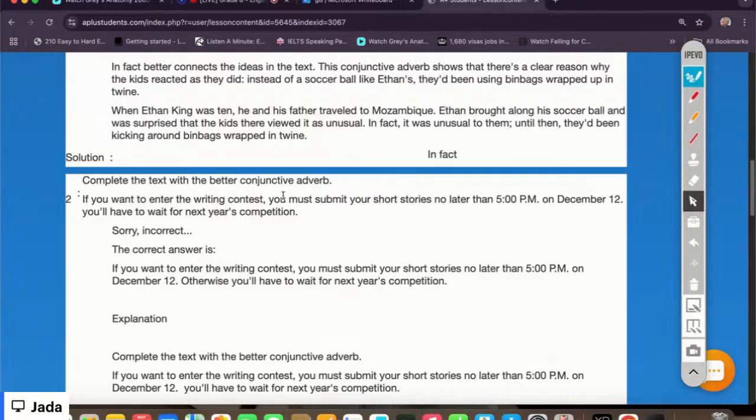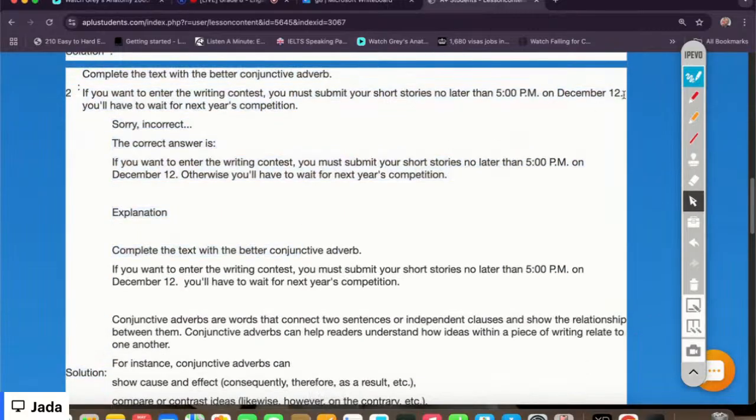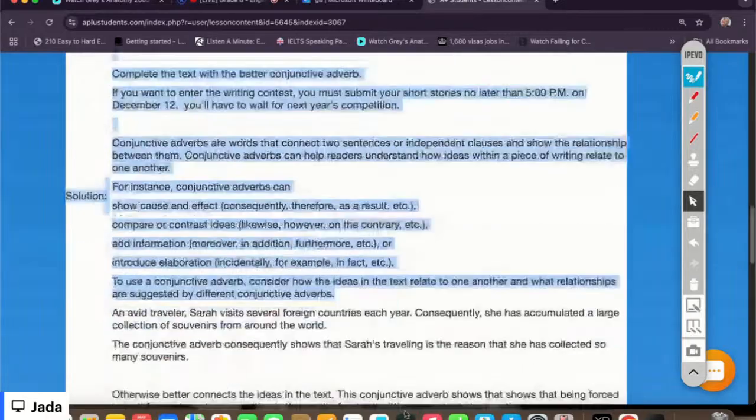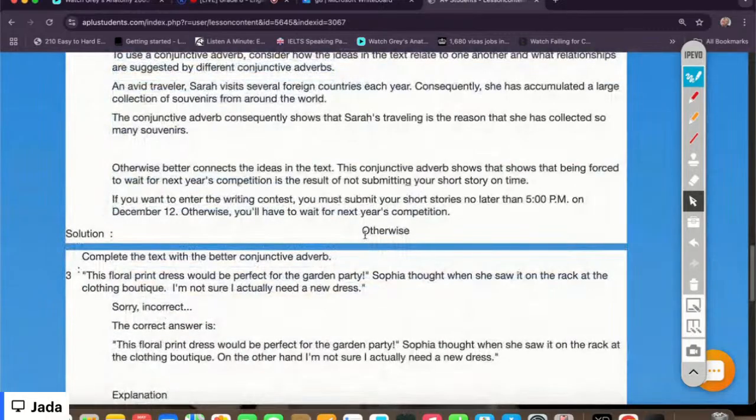If you want to enter the writing contest, you must submit your short story no later than 5 p.m. on December 12th. You will have to wait for next year's competition. So we have an empty space here, and that will be what? Otherwise. All right, so it's just saying that if you do not submit early, then you would have to wait until next time.